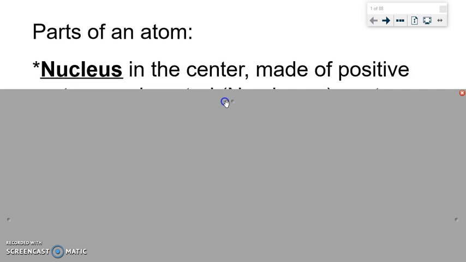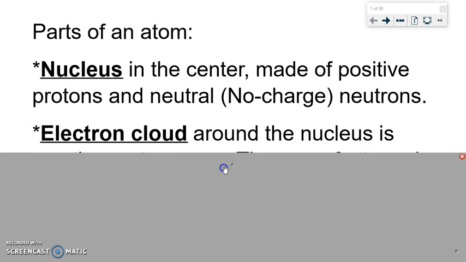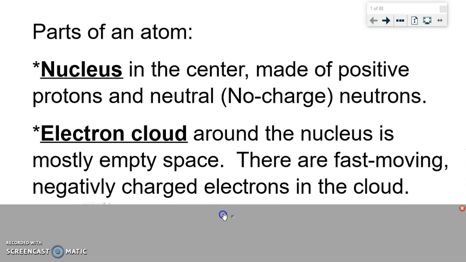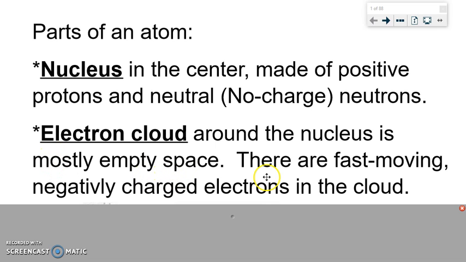Okay, so in an atom, the nucleus is in the center. It's made of positively charged protons and neutral or no charge neutrons. So those are the two things that make up the nucleus in the center. Around that center is an area called the electron cloud. So the electron cloud is around the nucleus, and it's mostly empty space. Okay? And in that empty space, there are fast-moving, negatively charged electrons in that cloud.